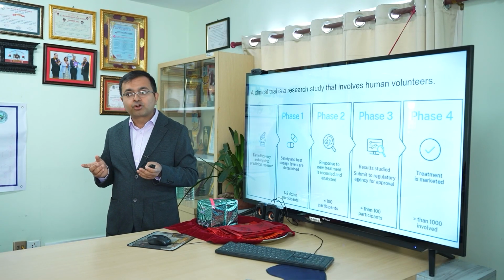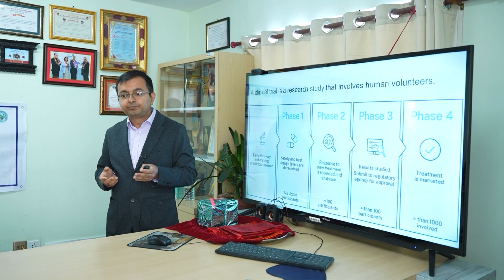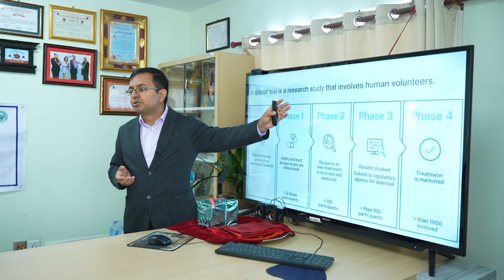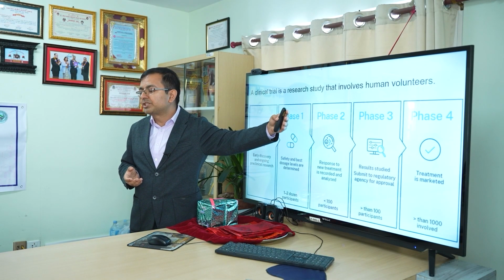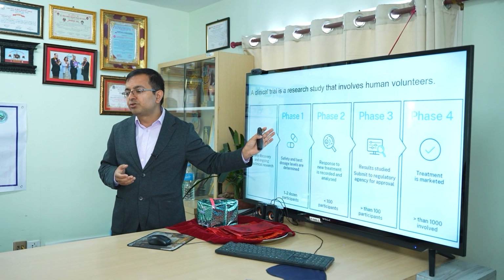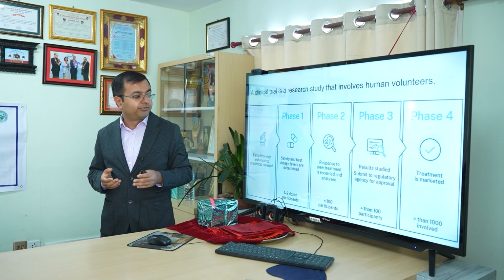And another thing is the cost. Drug resistance also. Another thing is the cost. The higher you go, the more expensive it becomes. So you want to stop the drug which is likely to fail in the early phase, so that you don't spend a lot of money for the pharma company.